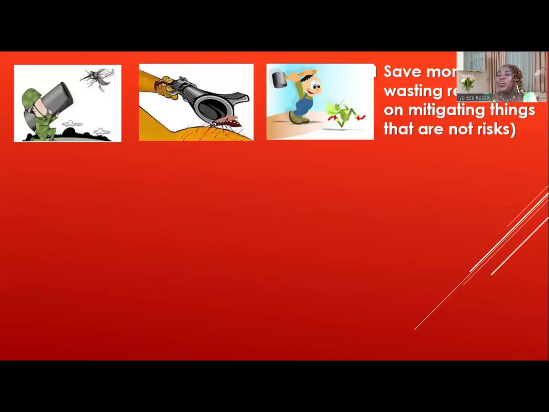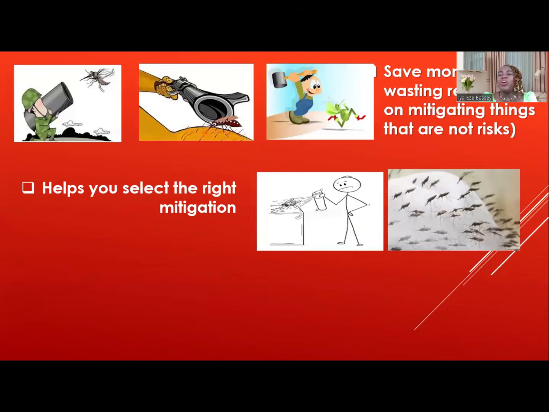So, why do we do a risk assessment? Number one, you do not want to waste resources on dealing with things that are not risks. For instance, how many bullets will you use to kill one mosquito? How many then would you use to kill 1 billion mosquitoes? You don't want to waste resources. And we want to have a situation where we can select the right mitigation. For instance, this person covered himself with cloth, and you can still see that because the cloth is very light, the mosquitoes are still biting the person. So you want to select the right mitigation.